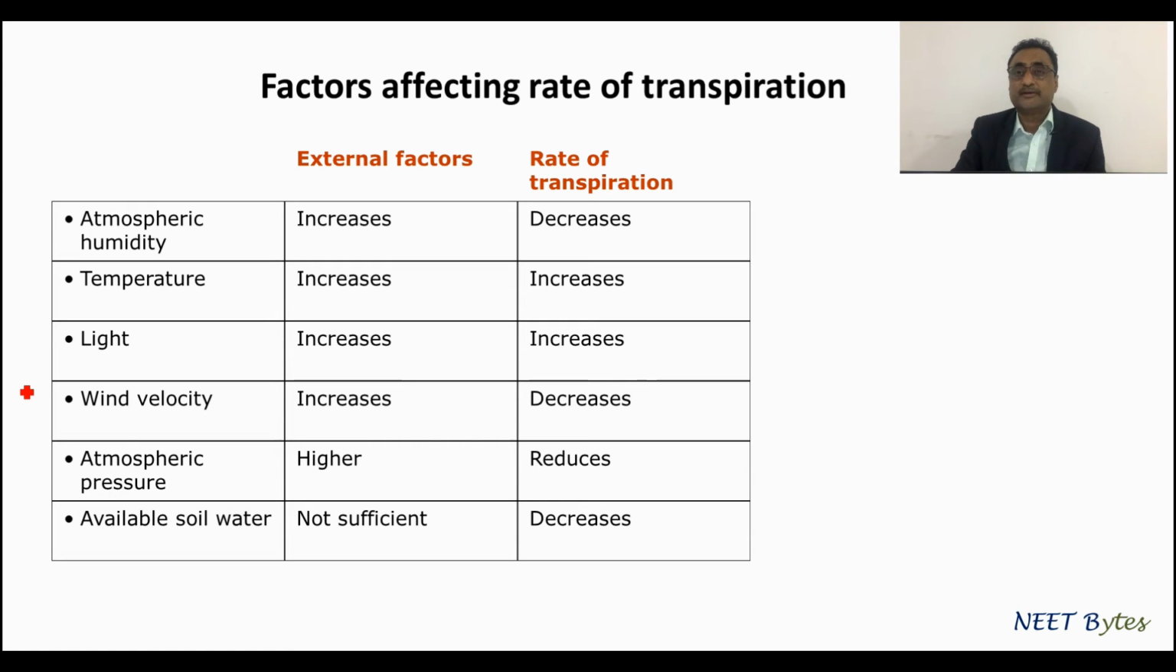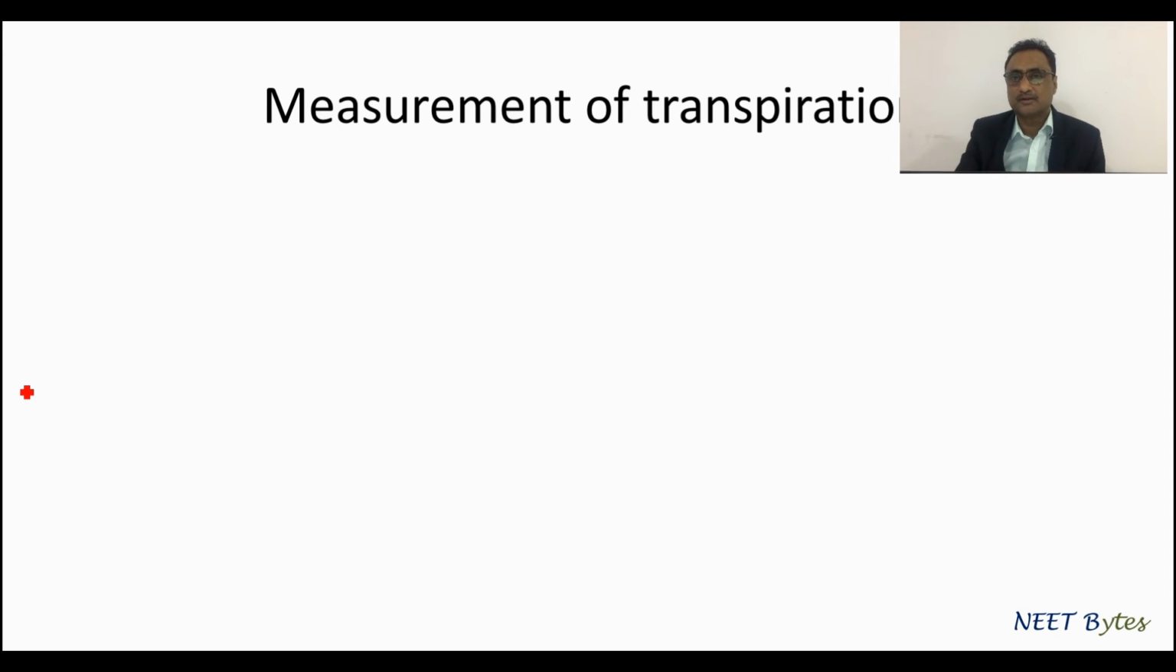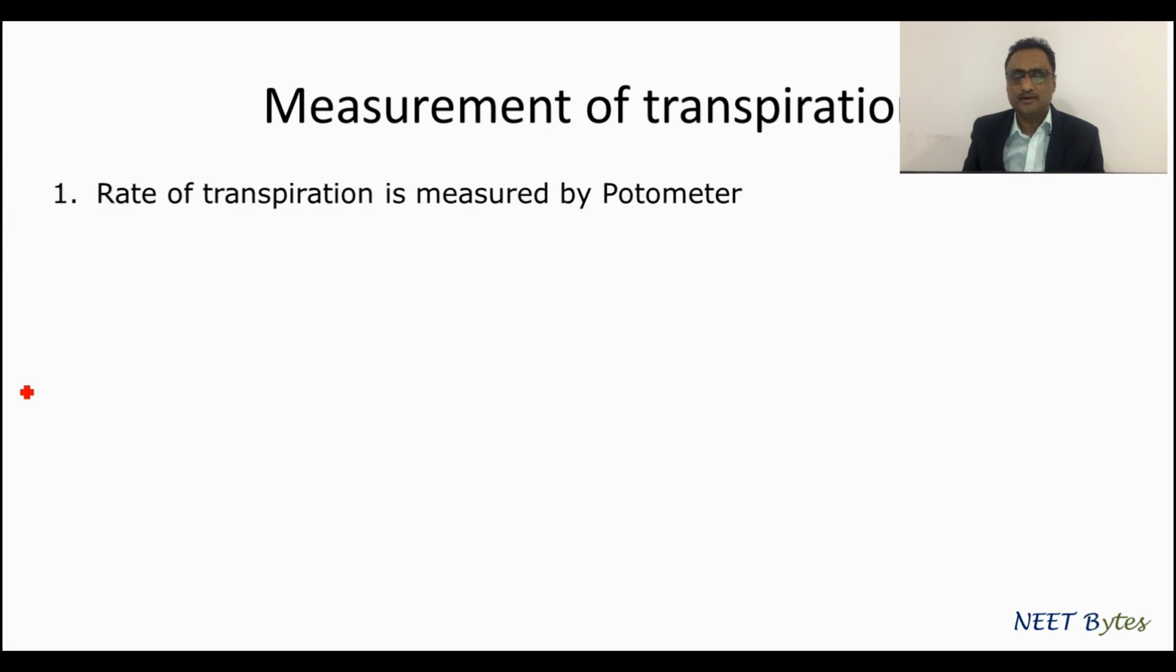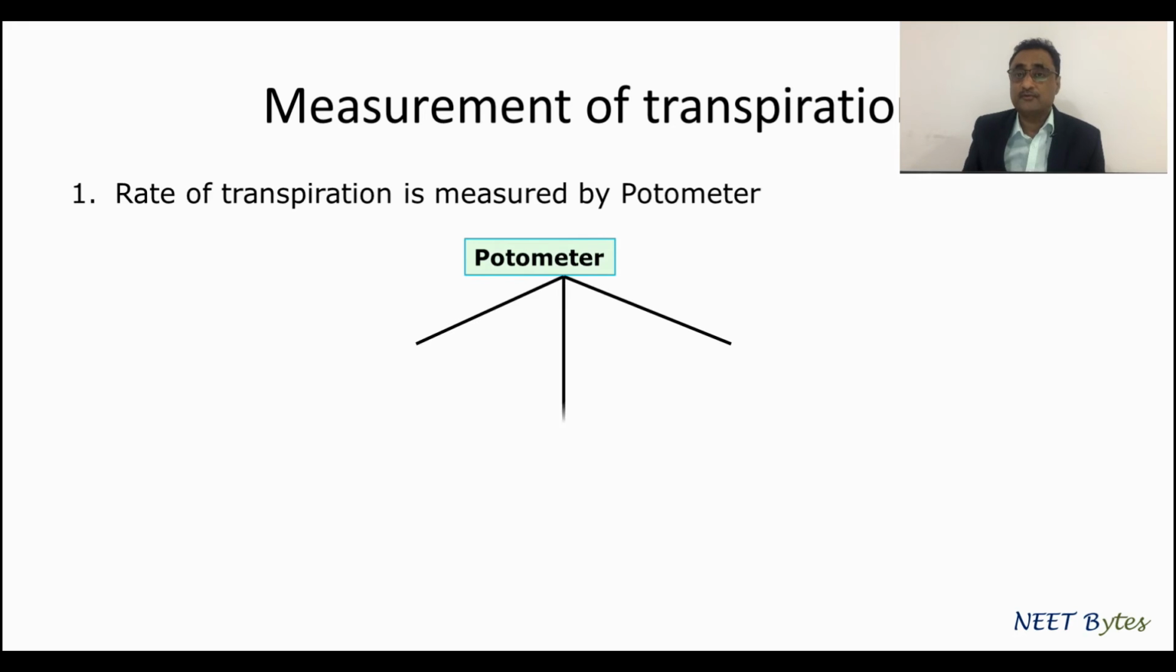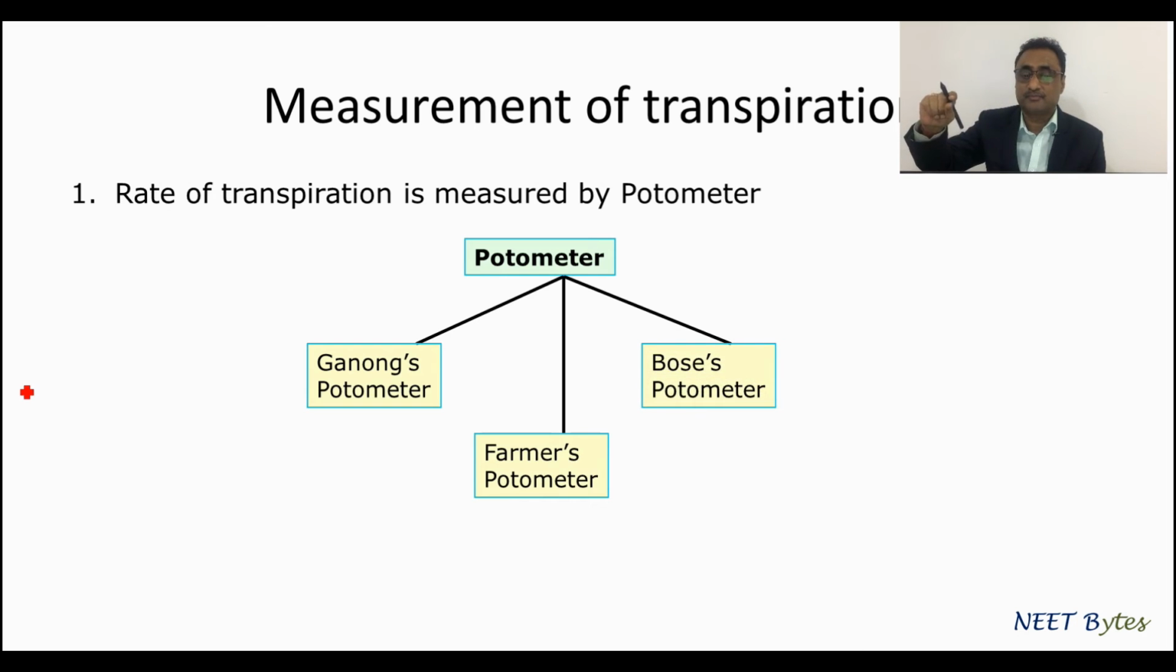Let's discuss how we measure transpiration. Transpiration is actually measured by an instrument called a potometer. Okay. Now there are three types of potometer. What are they? Ganong's potometer, Farmer's potometer, and Bose's potometer. Now how can we differentiate? Basically, it is the design through which it can be differentiated, and there is one more point on which the differentiation can be made. For instance, in case of Ganong's potometer and Farmer's potometer, we insert an air bubble as the marker. But in case of Bose's potometer, there is oil that is going to act as a marker. That is the only difference. Otherwise, there is a minor difference in terms of their design.